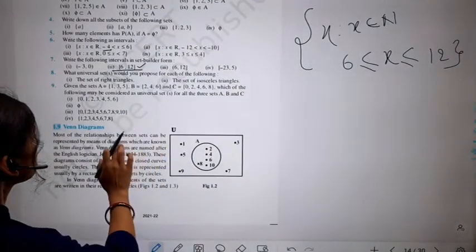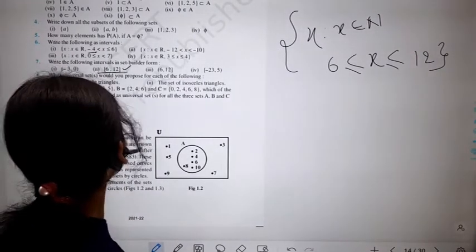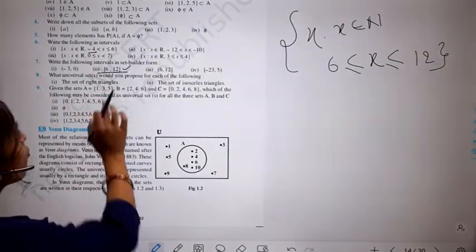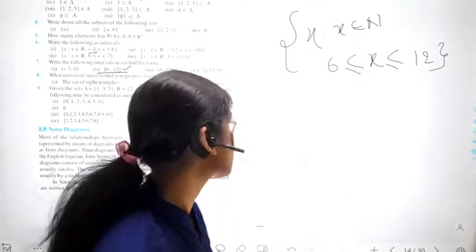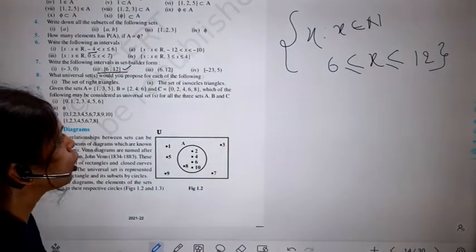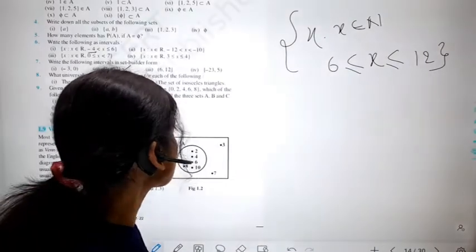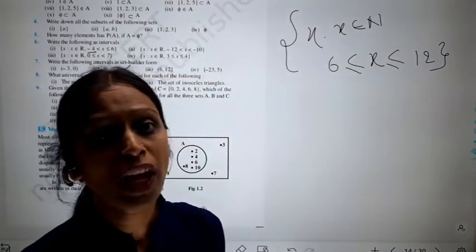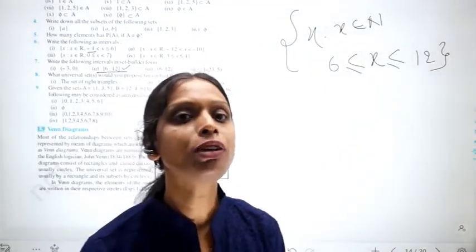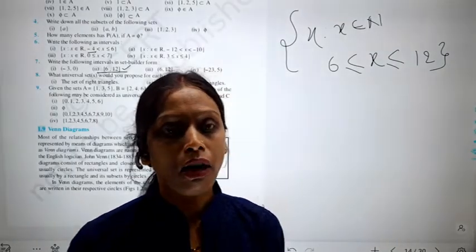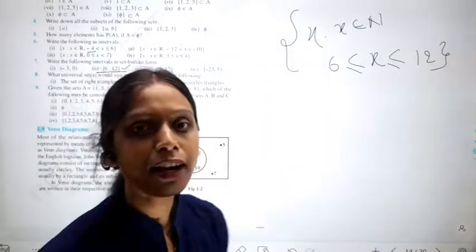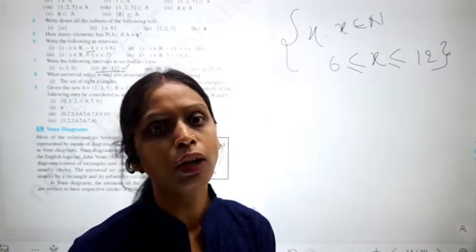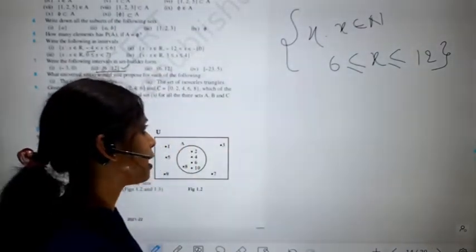Now, my next one is, what is the universal set that you would propose of the following? The set of right angle triangles and the set of isosceles triangles. Then which one would be a universal set? Means triangle. Triangle will be a universal set because in the context of right angle triangles, the set of triangles would be a universal set.